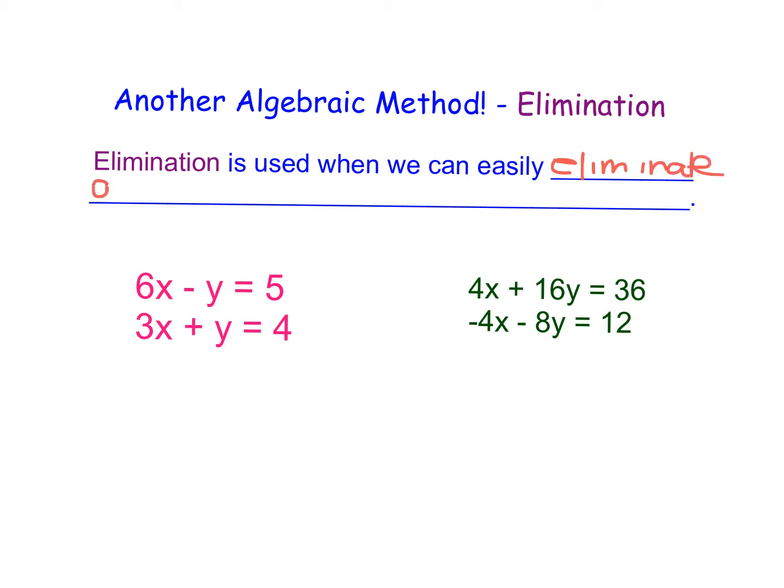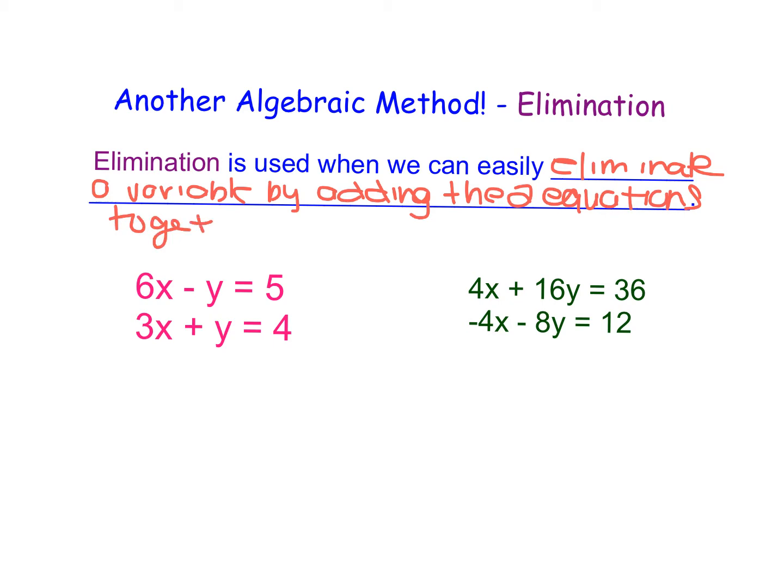a variable by adding the two equations together. So what I mean by this is we're going to look at the two systems below, and these are both set up in such a way that if we add the two equations together, a variable will eliminate.